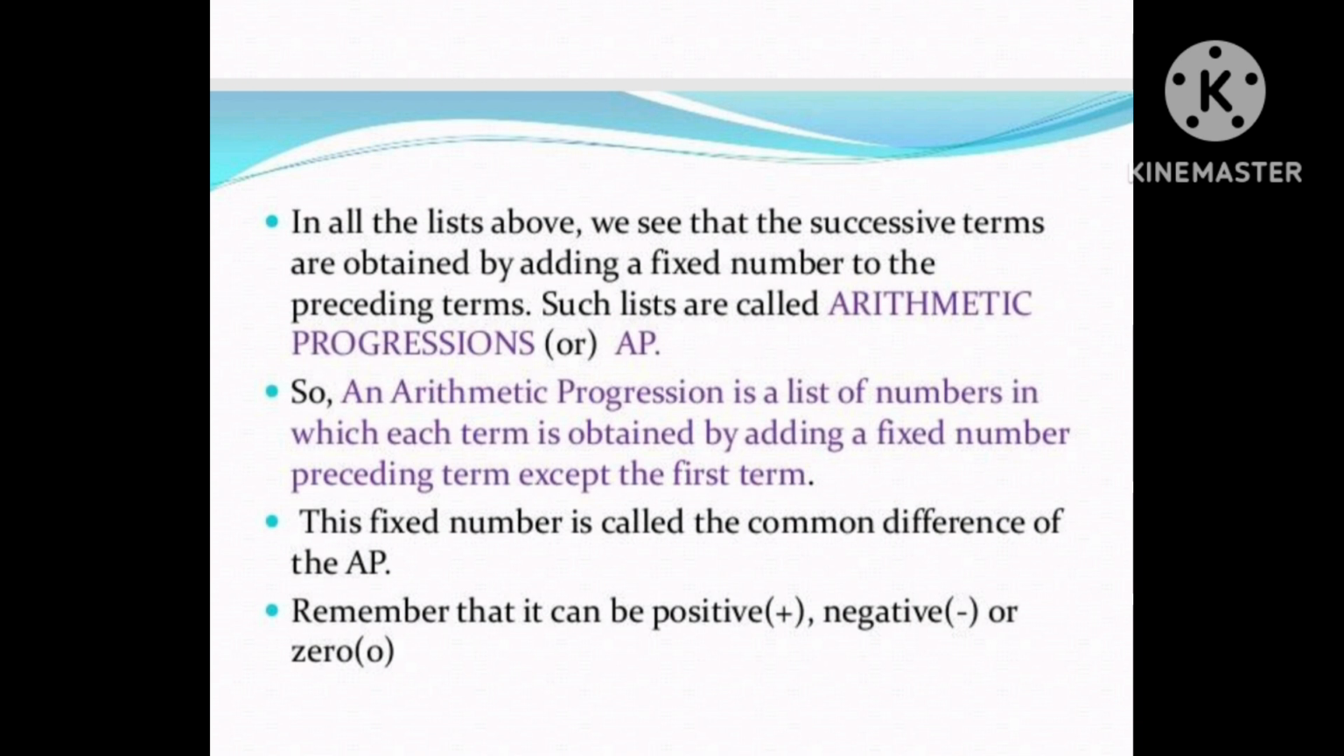In all the lists above, we see that the successive terms are obtained by adding a fixed number to the preceding terms. Such lists are called arithmetic progressions or AP. So, we can define an arithmetic progression as a list of numbers in which each term is obtained by adding a fixed number to the preceding term except the first term. Here, the fixed number is called the common difference and is denoted by the letter d. Remember that it can be positive, negative or 0.